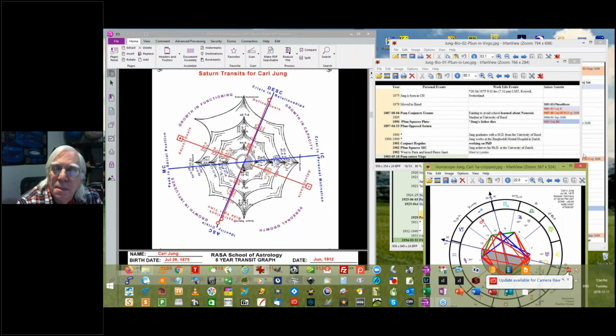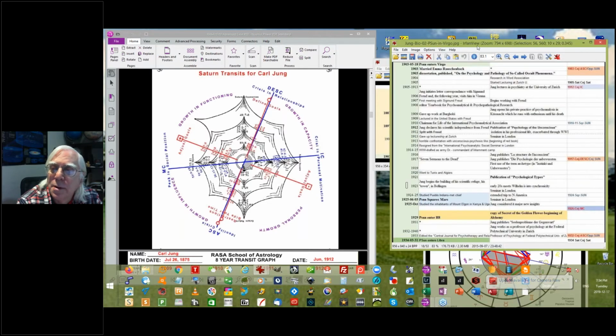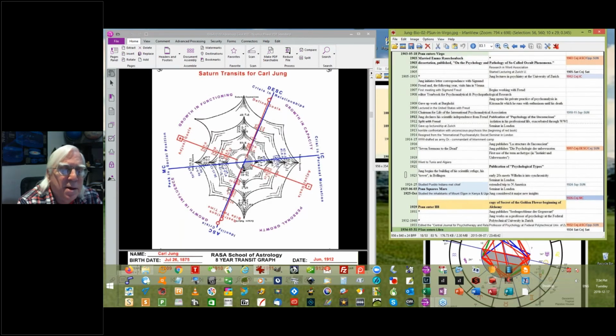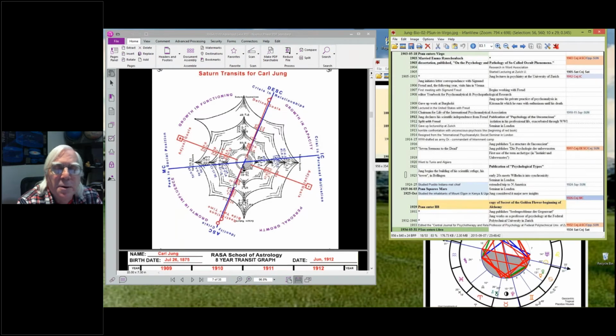Okay, and then we'll just go ahead and get some of these things. So Saturn comes along. From there, it opposes his sun, and this was just very shortly after he got married. And at that time, he published his book on the psychology and pathology of so-called occult phenomena. So he wrote that as Saturn was opposing his sun. So you can see his sun Neptune, Saturn opposed it, but he had to defend it or something. So that was the beginning.